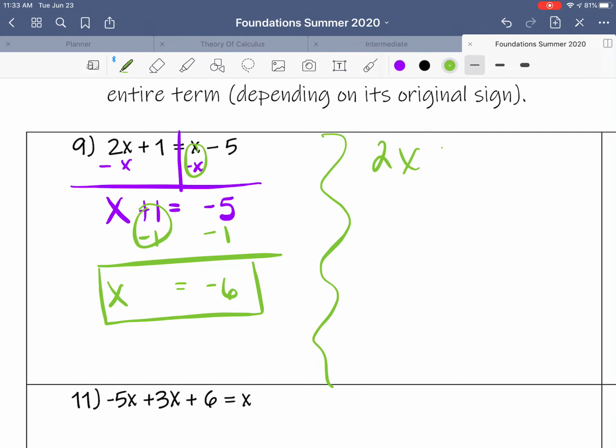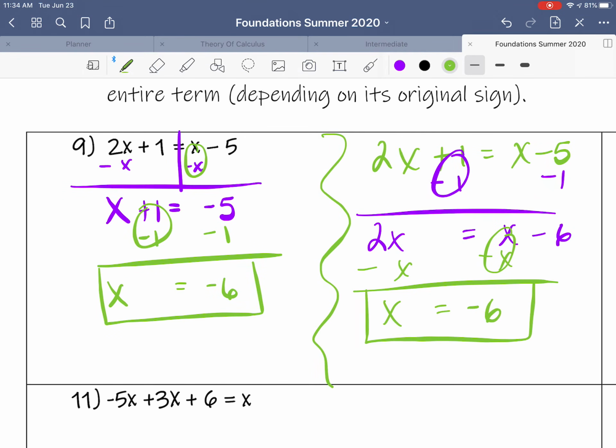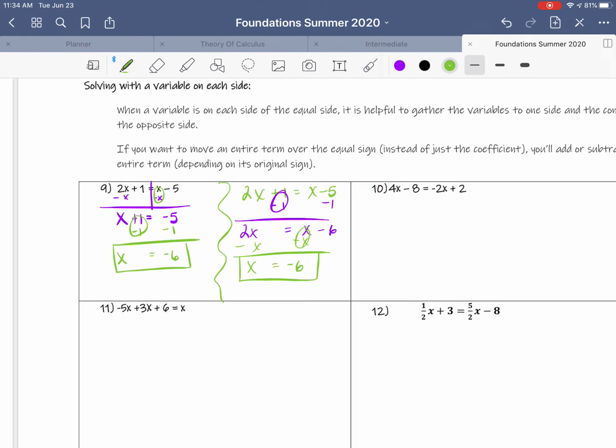Now, like I said, you could have chosen to move something else as your first step. Let's pretend like I chose to move this 1. That makes 0, makes -6. And then I'm going to move this x to be with its friend, 0, and we get the same thing. So as long as you got -6, then you did it correctly.